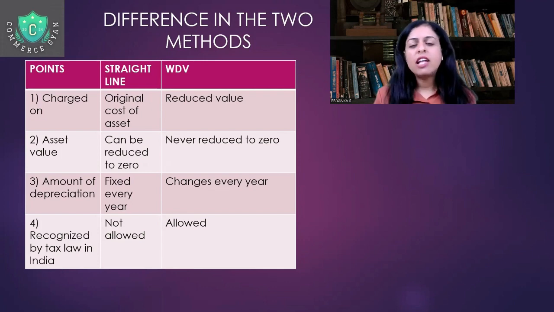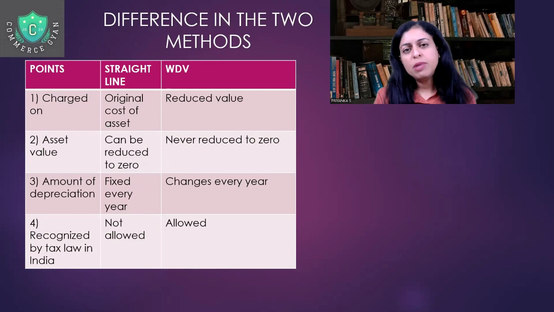Correct? Asset value can be reduced to zero in the straight line method. So if every year I'm charging 27 lakhs, 27 lakhs, 27 lakhs, at the end of the 10th year it will be 3 lakhs, which is equivalent to the scrap value. Suppose there was no scrap value at all: 30 lakhs divided by 10, so every year 3 lakhs, 3 lakhs, 3 lakhs. At the end of the 10th year, the asset value will be zero. But will this happen in the written down value method? You can check yourself, try it for 10 years, 20 years, whatever. You will keep reducing the value, but there will be some value left in that asset. It will never become zero.